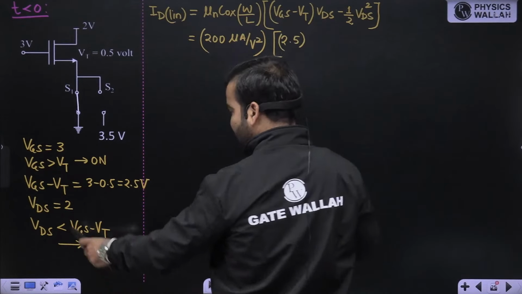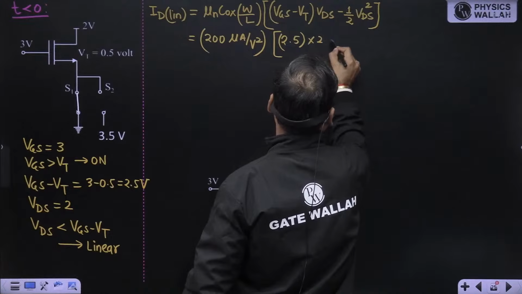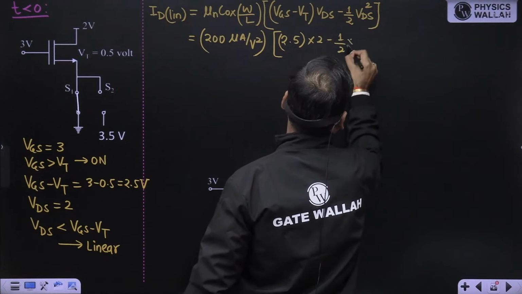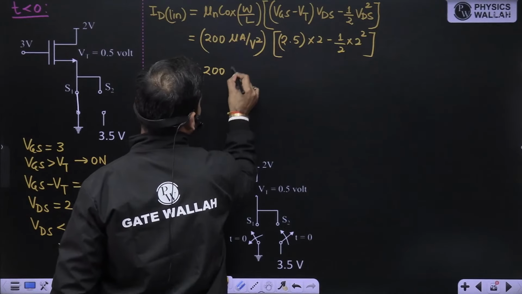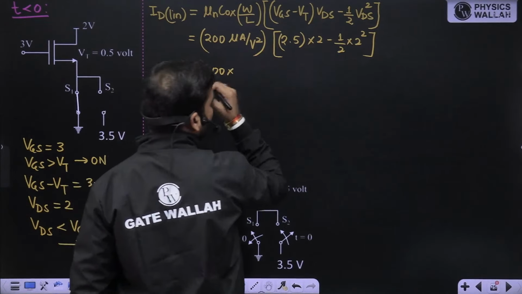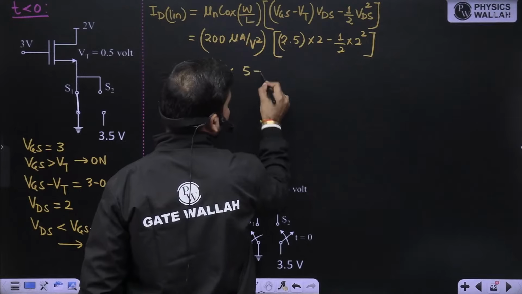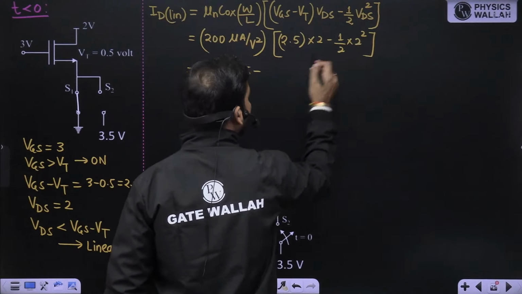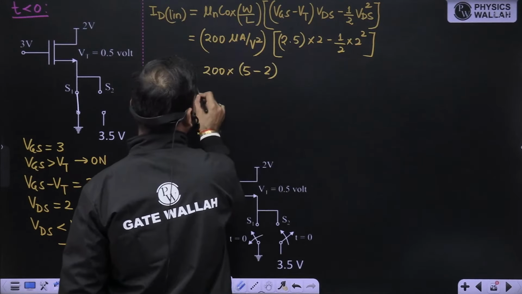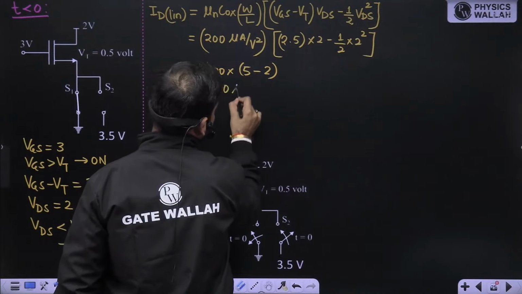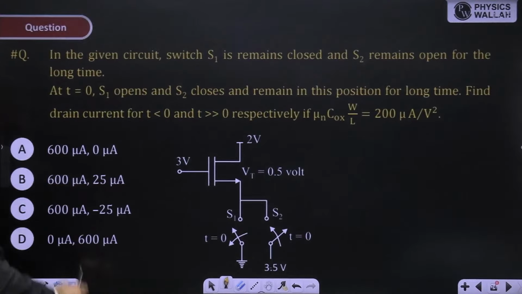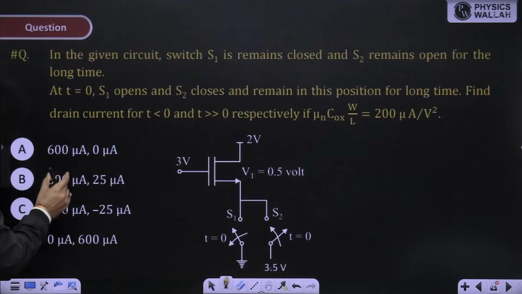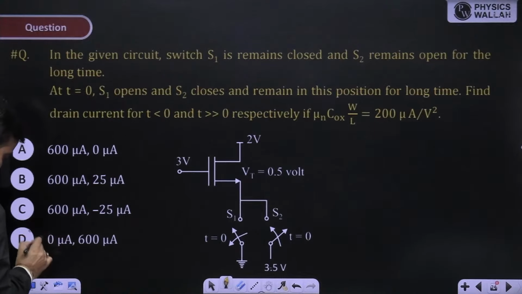Drain to source voltage VDS is 2 minus half times of this 2 square. So it is 200, I will write the answer in micro. 2 into 2.5 is 5 minus. This is 4 upon 2, that is 2. 5 minus 2 is 3. 3 into 200 is 600. So 600 microampere is the current for t less than 0. So A is having, B is having, C is having, D is 0. So D is not possible.